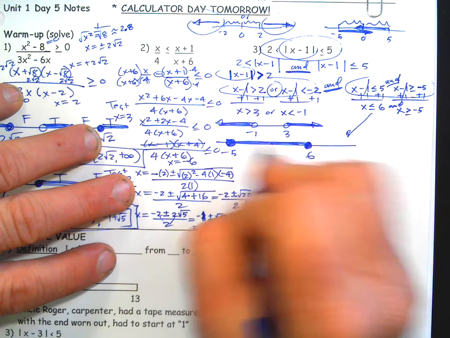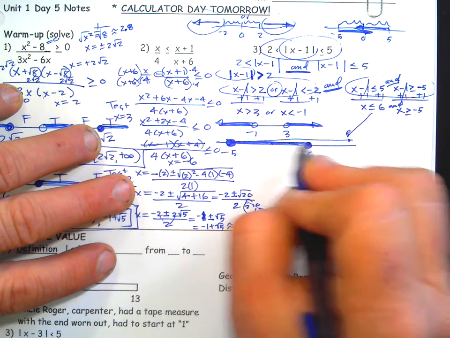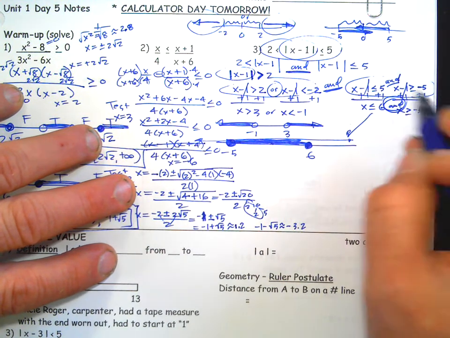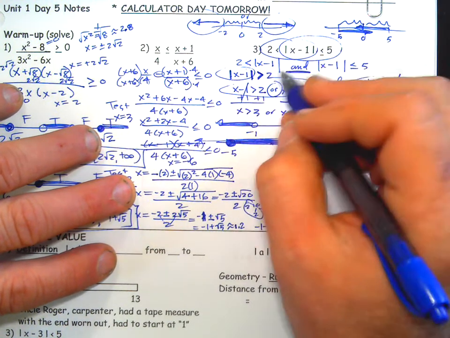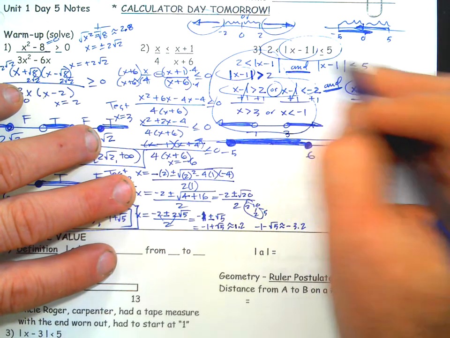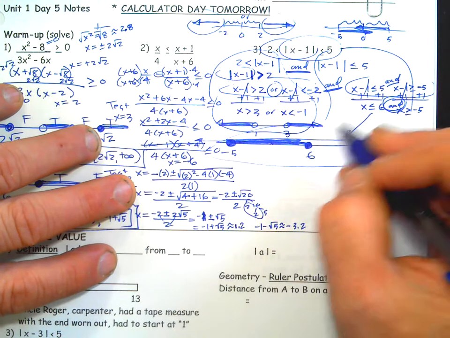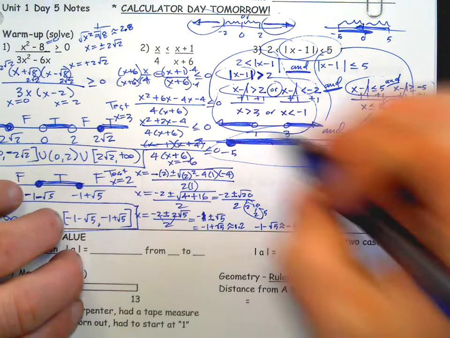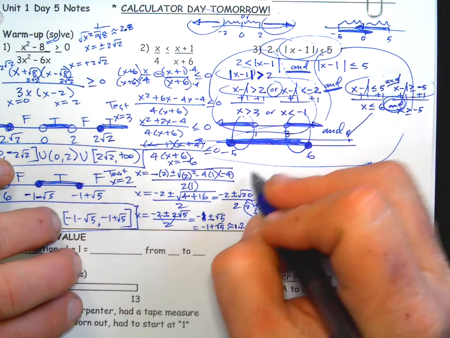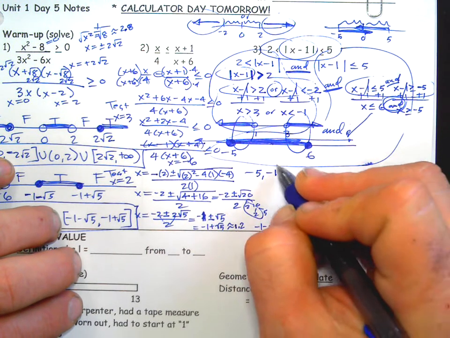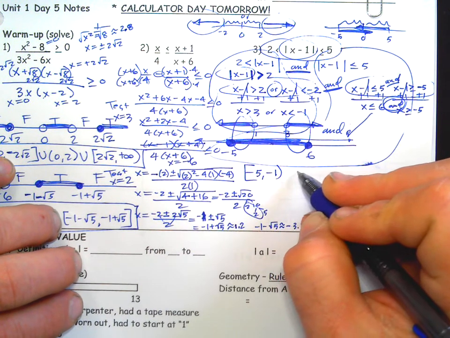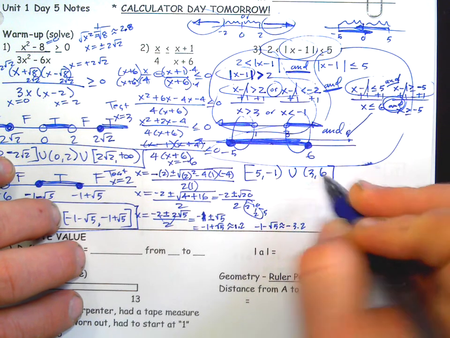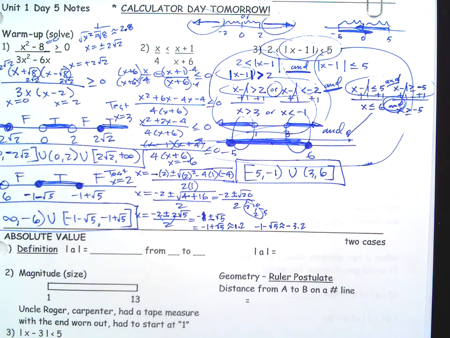But it's "and," so even though this keeps going and this keeps going, it's only where they overlap because of the "and." Okay? So this is what the left-hand side eventually boils down to, and this is what the right-hand side eventually boils down to. And then we have an "and" between them, which means both of them have to be true at the same time, which is going to be where they overlap. So it's going to be negative 5 to negative 1, union 3 to 6 bracket. That's your final answer. Oh, shoot.